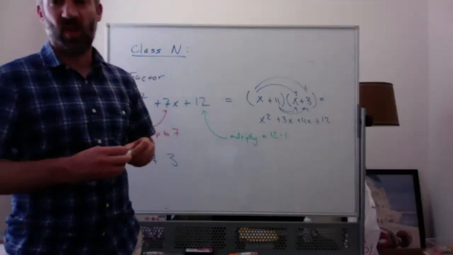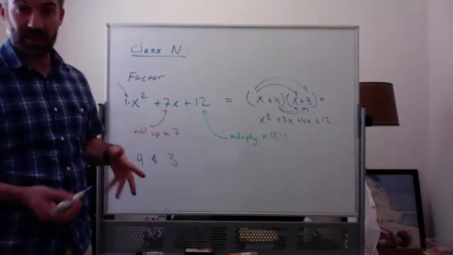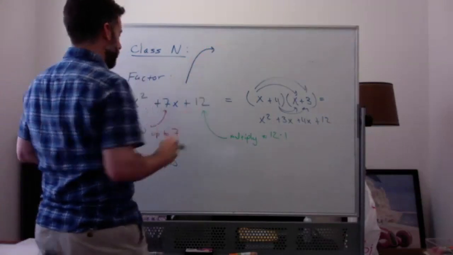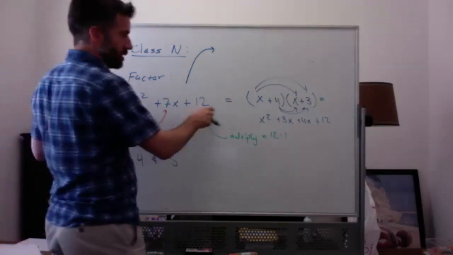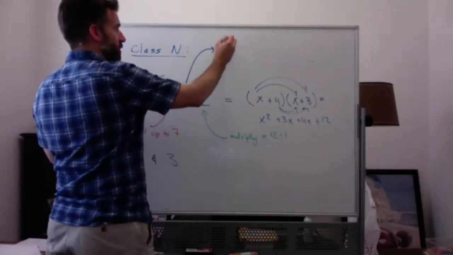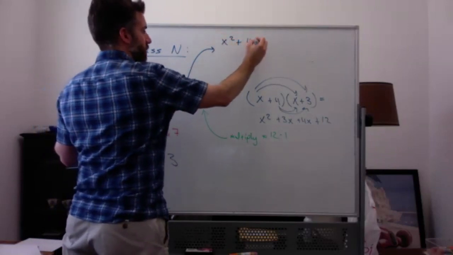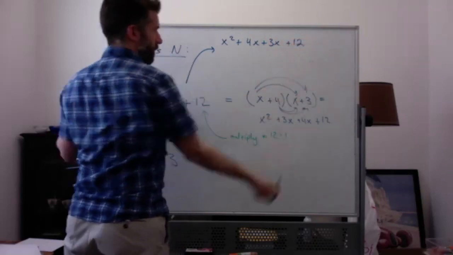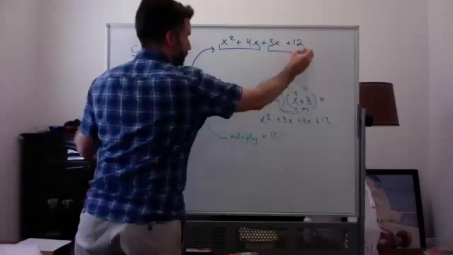There is a longer way to go about this, and we're going to see it when we have more complicated examples. Instead of going straight to this, you can take an intermediate step where you say this is really x squared plus 4x plus 3x plus 12. And then you can do what's called factoring by grouping.